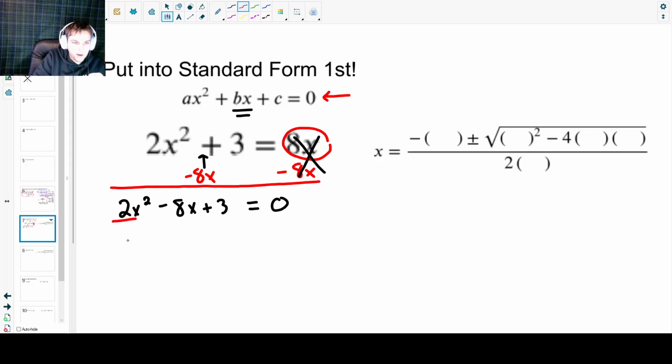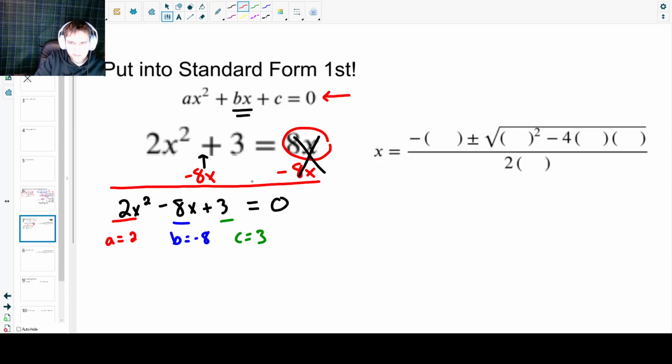So we have our a value here, which is 2. We have our b value here, which is negative 8. And finally, c, the constant term there, is 3. Again, a always goes with x squared, b always goes with x, and c is always our constant term in case they're maybe in the wrong order.